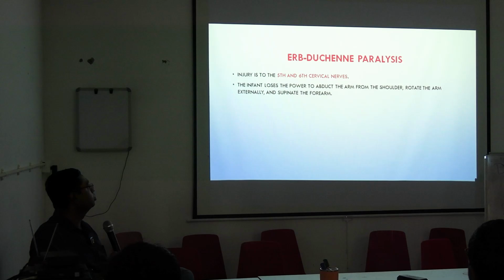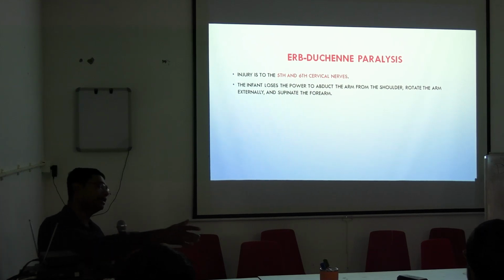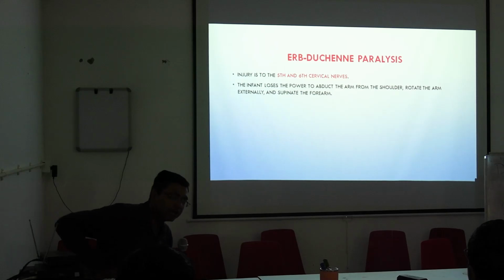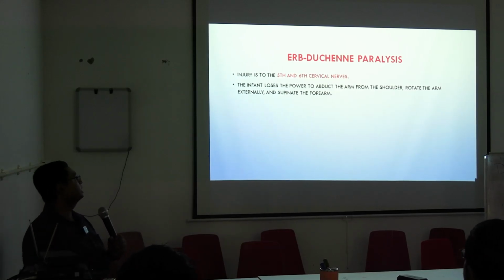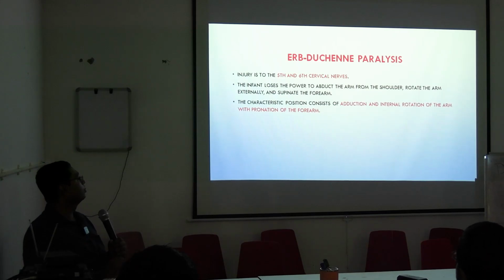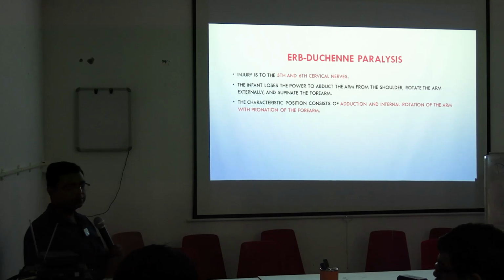The infant loses the power to abduct the arm from the shoulder, rotate the arm externally and supinate the forearm. So what is the position? এগুলো করতে পারলে না পারলে কি হবে, তার উল্টো দিকগুলো হবে. So the arm is internally rotated, adducted, and pronated. So the characteristic position consists of adduction and internal rotation of the arm and pronation of the forearm.